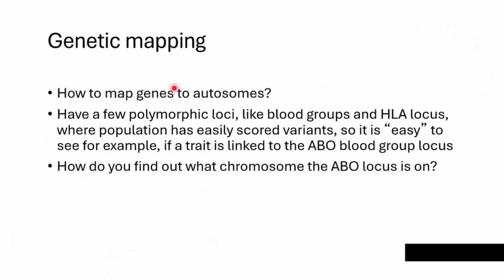Next question. How do we map the genes to autosomes? For the non-sex linked, you need some differences between the chromosomes. So if you have homologs, you need differences between them, and then obviously the autosomes need to be different from each other. One good example is the HLA locus, or the blood groups, ABO also.